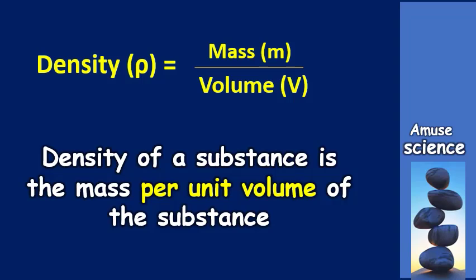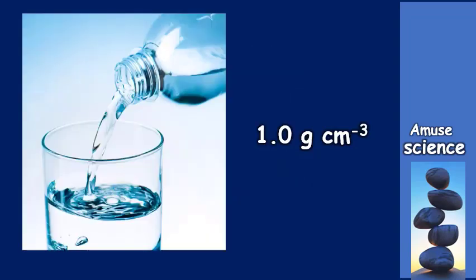To further explain this point, let us consider the density of water. The density of water is known to be 1 gram per cubic centimeter. What this means is that for every 1 cubic centimeter volume of water you take, you would find 1 gram of the molecules of water there. The density of water can also be 1000 kilogram per cubic meter.